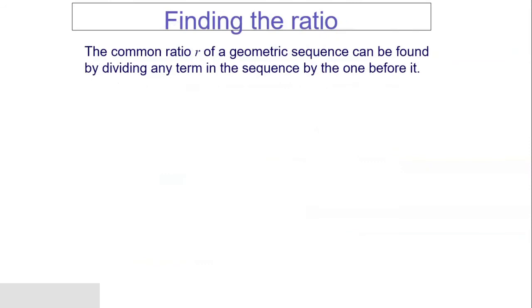Finding the ratio. The common ratio of a geometric sequence can be found by dividing any term in the sequence by the one before it.